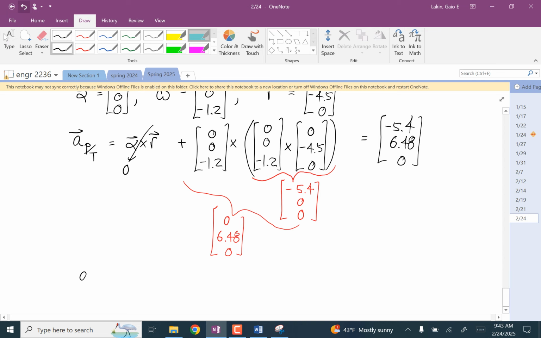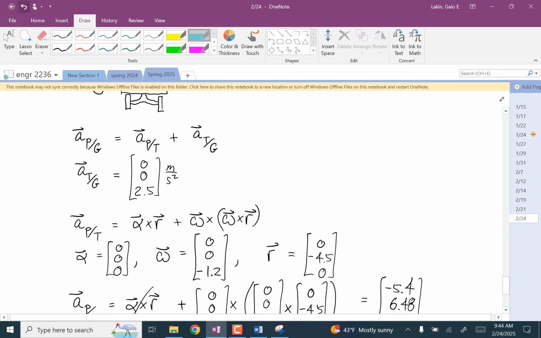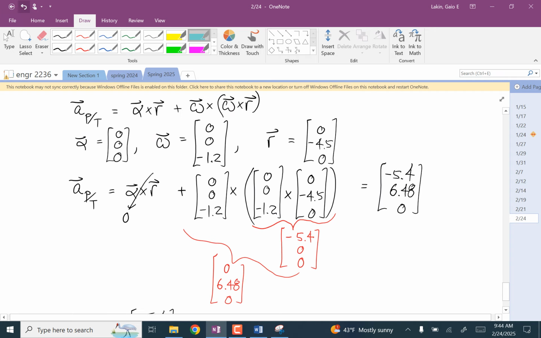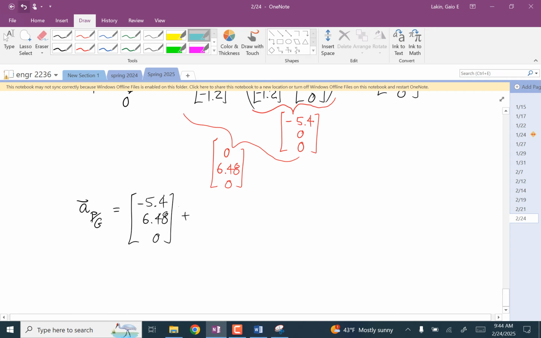And then relative motion says the acceleration of the person relative to the ground is equal to negative 5.4, 0, 6.48 plus the acceleration of the train relative to the ground, 0, 0, 2.5. So negative 5.4, 6.48, 2.5.